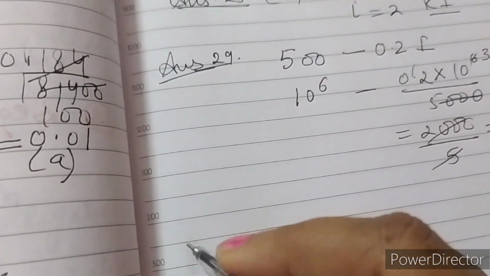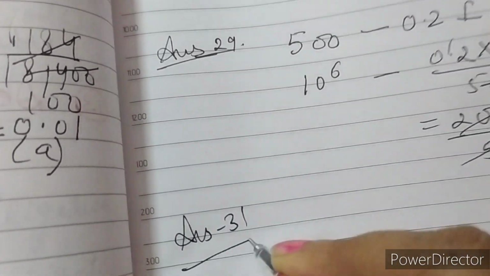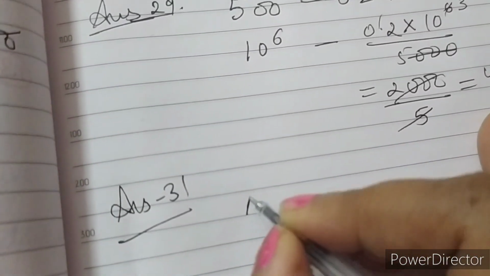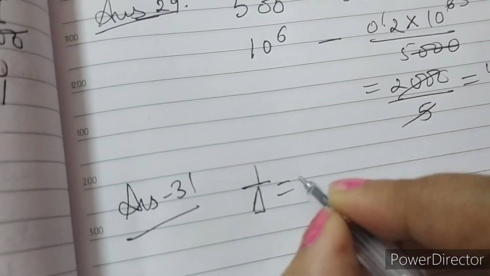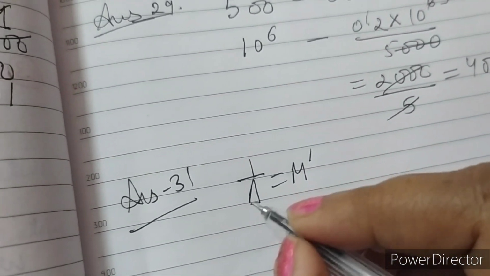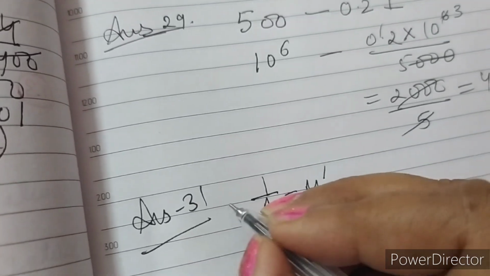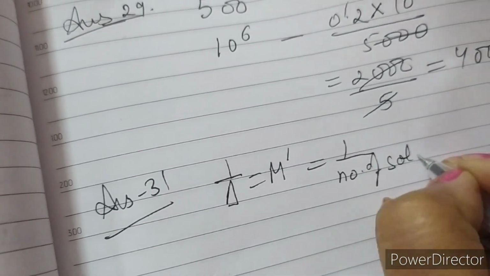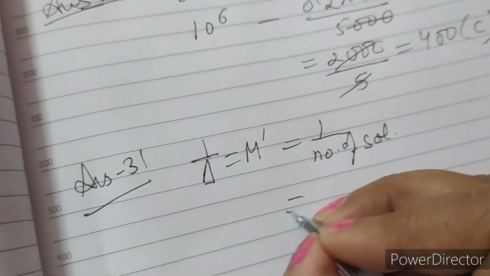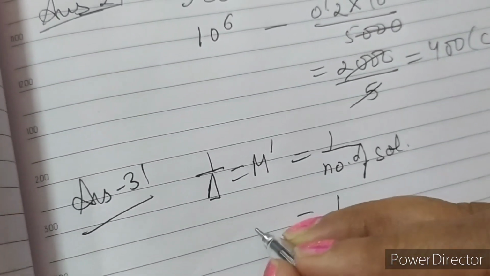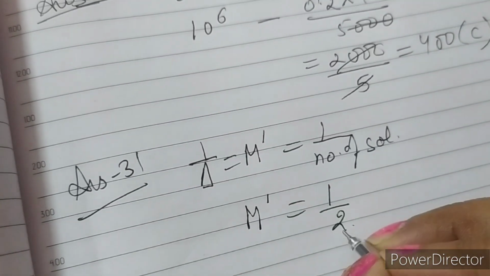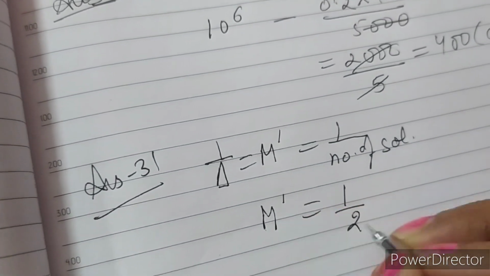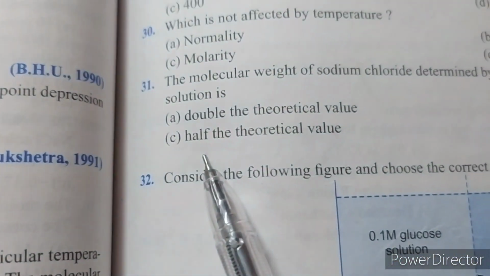Answer number 31. Osmotic pressure is a colligative property which is inversely proportional to the molecular weight, as I have already told you. It is a colligative property and it is directly proportional to the number of solute particles. So here 2 ions are forming. So molecular weight will be inversely proportional to this. So the molar mass will become half of its original value. So here you will write the answer will be half the theoretical value. So answer number 31 will be C.